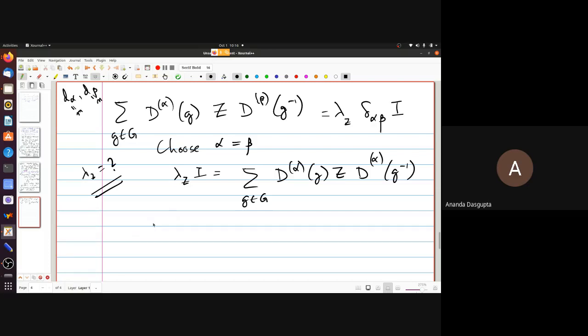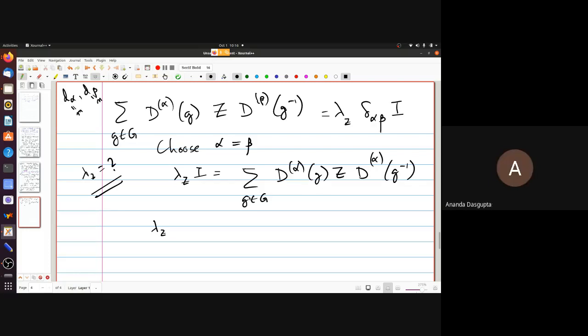So now what do you do to find out lambda z? If you have an expression like this, what is the easiest way of simplifying? What can you do to a matrix like this so that the result becomes very simple? Come on, if you forget the sum for the time being.